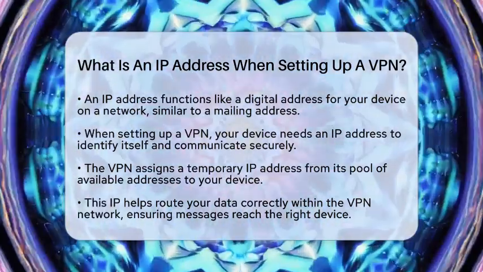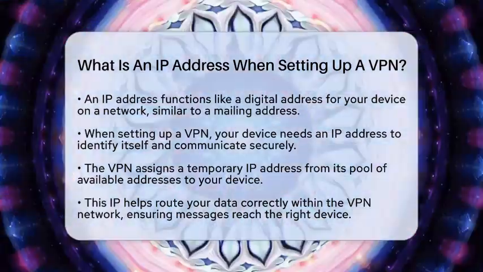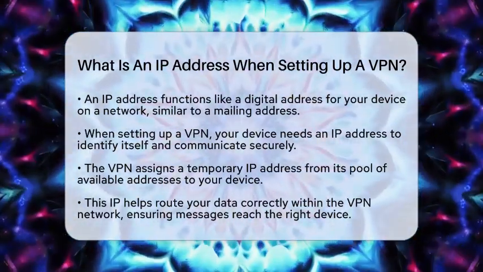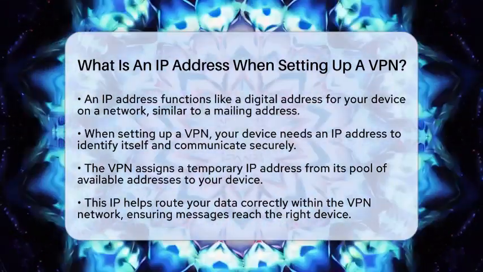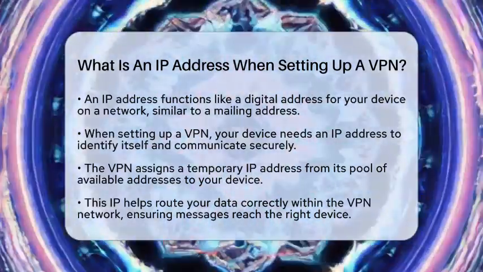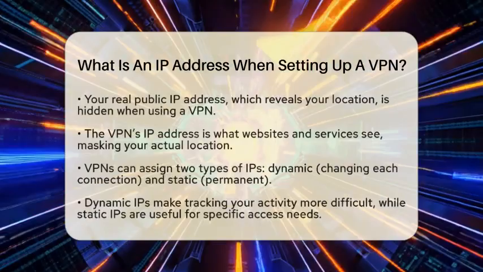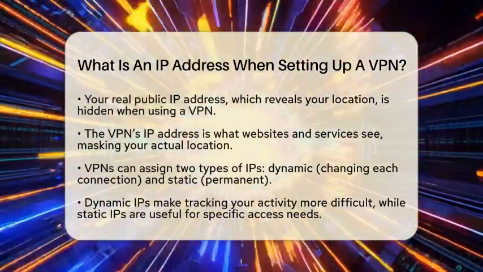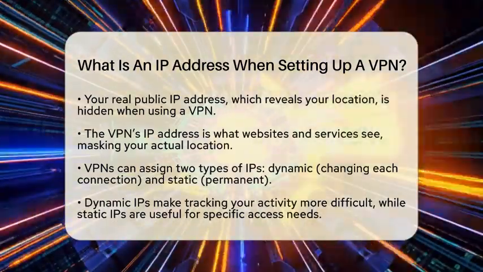When you connect to a VPN, the VPN server assigns your device an IP address from its pool of available addresses. This address helps route your data to the right destination. It's like giving your device a temporary mailing address within the VPN network. Without this address, your device would have no way to send or receive data properly. It's essential for making sure your messages reach the correct device and that responses come back to you.